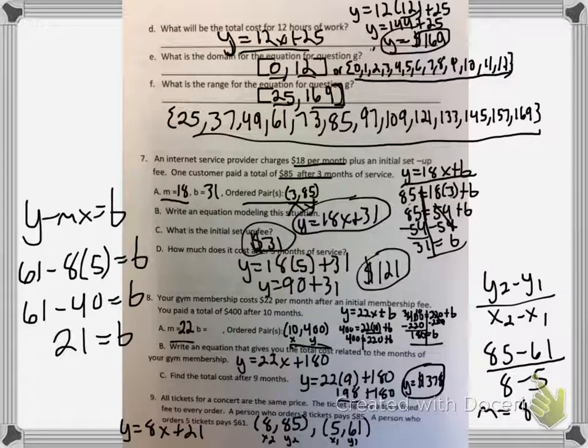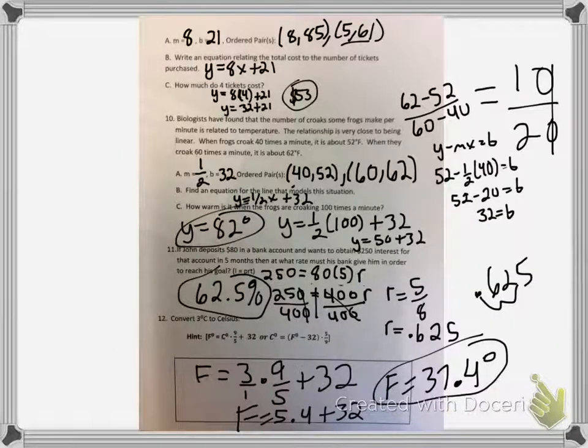And now I plugged that back in, and I used 5 and 61 right over here. So I use y minus mx equals b. Plugged in 61 for my y and 5 for my x. I did 8 times 5 is 40. 61 minus 40 is 21. So there's my y-intercept. Our equation, m is 8, b is 21, and our ordered pairs are listed. My equation, y equals 8x plus 21. How much do 4 tickets cost? Plug 4 in for x. 8 times 4 is 32 plus 21, $53.